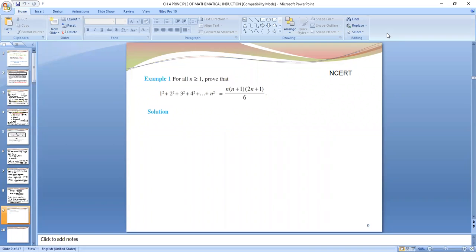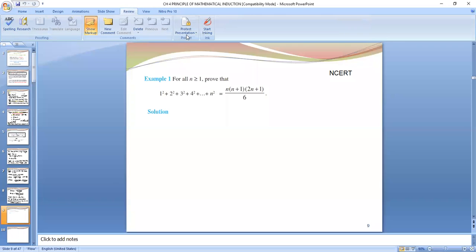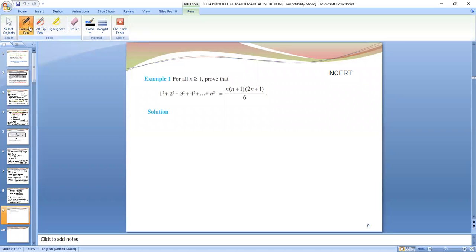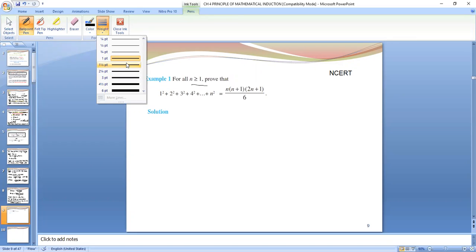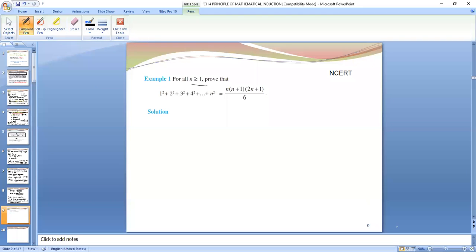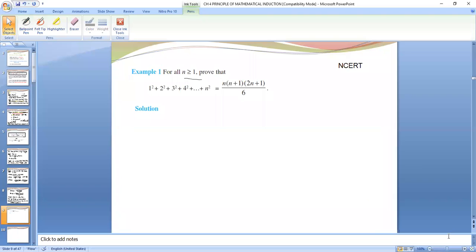We will start with another example. Next is: prove that for all n greater than or equal to 1, 1 square plus 2 square plus 3 square plus 4 square and so on up to n square is equal to n into n plus 1 into 2n plus 1 by 6. Whenever this type of statement comes, you will use the principle of mathematical induction.